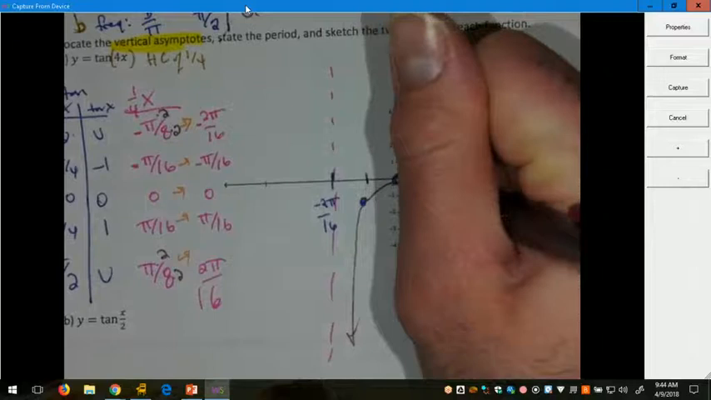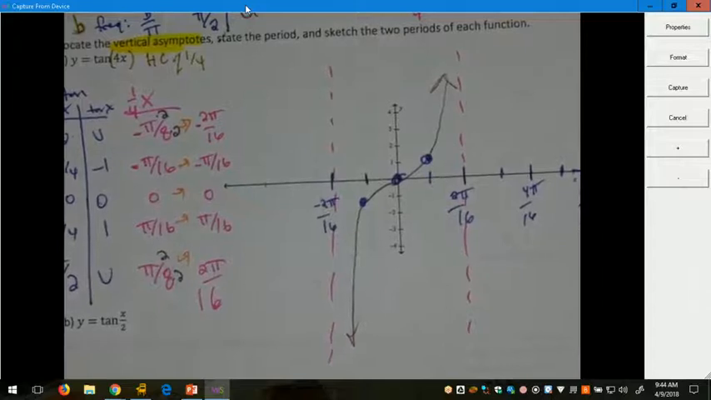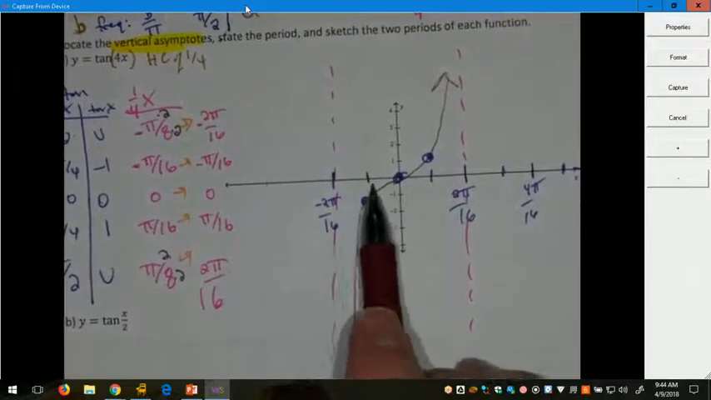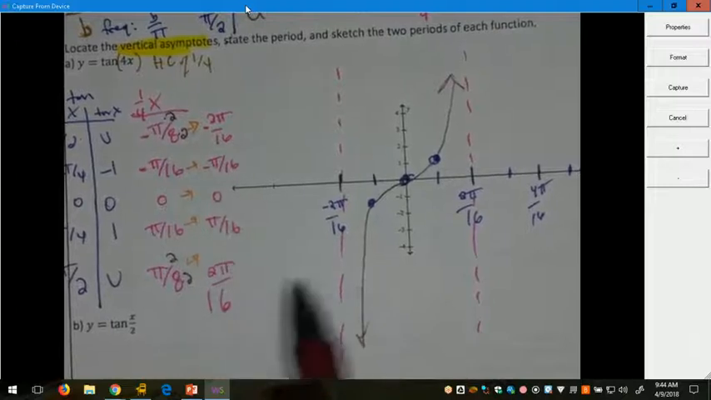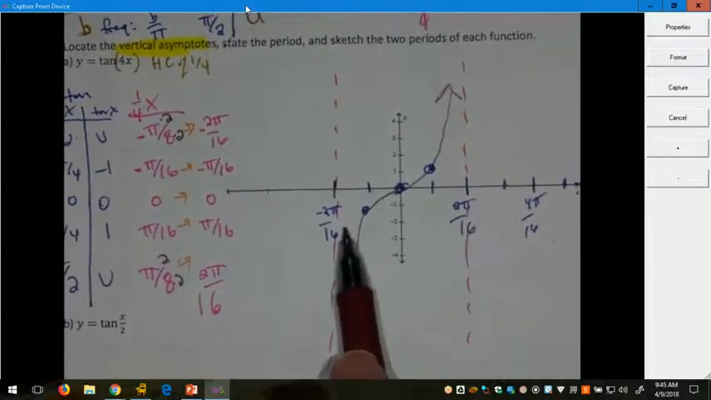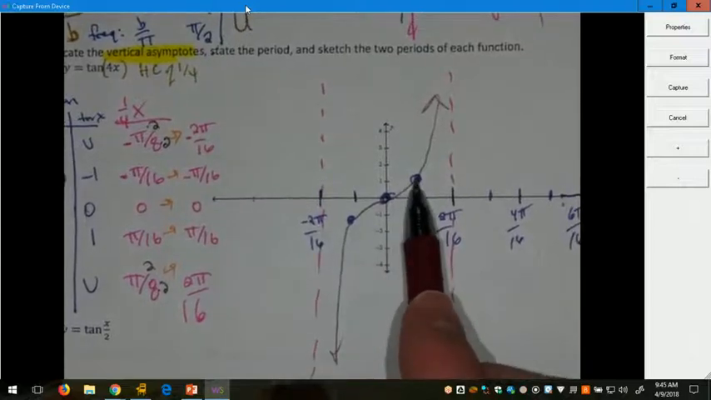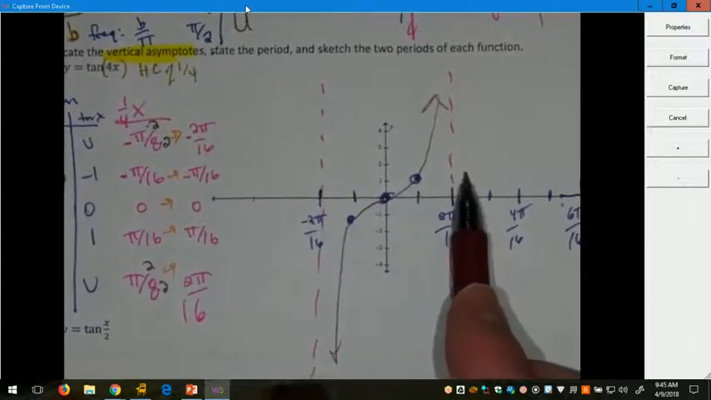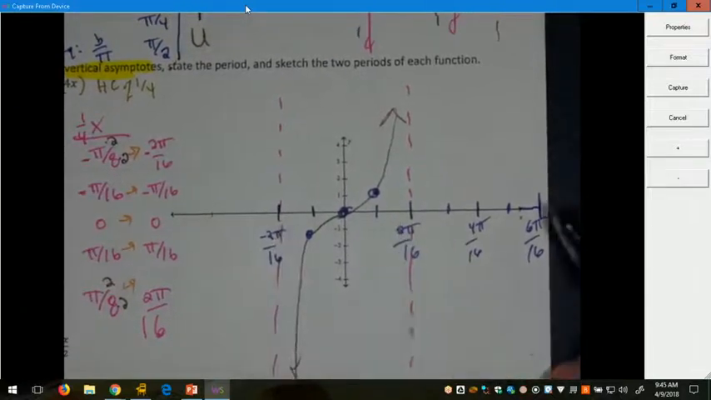And then here is my graph, but that's only one period, which we have to go through and state the period and all that stuff in a second. Notice these are equally spaced. They're each 1/16 away. So now I can continue this pattern. After a vertical asymptote, there's 1, 2, 3 points and another vertical asymptote for the graph of the tangent, as long as I keep them equally spaced.